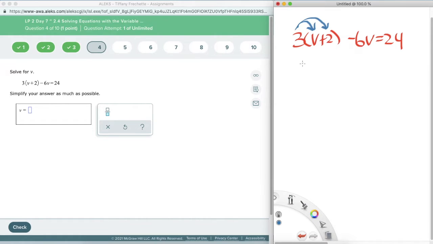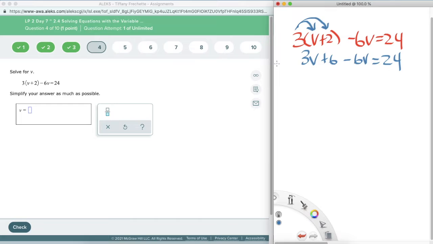So I can go 3v, and then 3 times 2, we get 6, minus 6v. This does not get multiplied. It's not within the parentheses. And then 24 also does not change. So now, before I move forward, I need to look for some like terms, or before we got to like terms, because that's addition, subtraction, we'd have to make sure we didn't have multiplication, division. Sorry, I skipped over that without saying it.